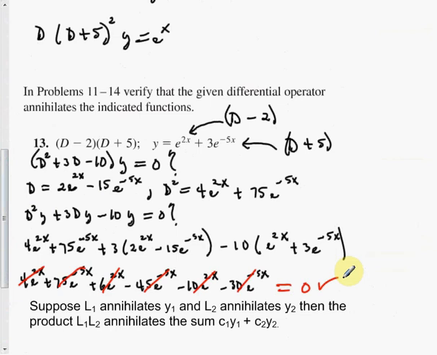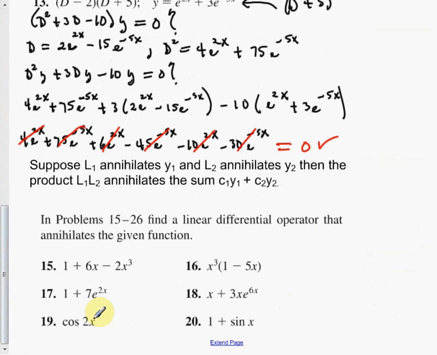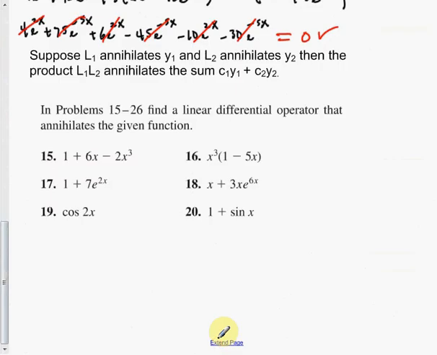So you see that the product of the annihilators will annihilate the sum of the functions. That is, L sub 1 times L sub 2 will annihilate y sub 1 plus y sub 2. That's important to remember, because you would kind of want to think that L sub 1 plus L sub 2 ought to annihilate y sub 1 plus y sub 2, but it does not. There's a proof of that in the book. I've bypassed that because I want to try to get to these problems, so I do not require that proof for the test.